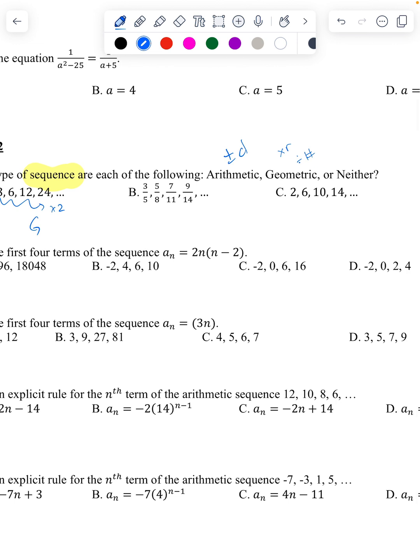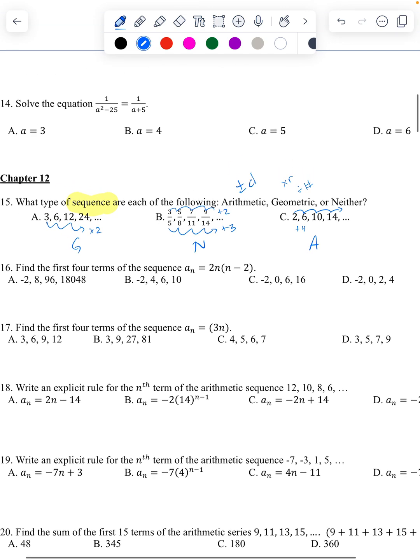Here, this is kind of tricky. I can see a pattern here where I'm adding 2 to the top and I'm adding 3 to the bottom, but you can find the pattern separately, but I'm not adding the same fraction and I'm not multiplying by the same fraction to get to the next thing. The top and the bottom have separate patterns. So this is going to be a neither. And then here, it looks like I am adding 4 each time. So that's going to make this arithmetic because I'm adding.